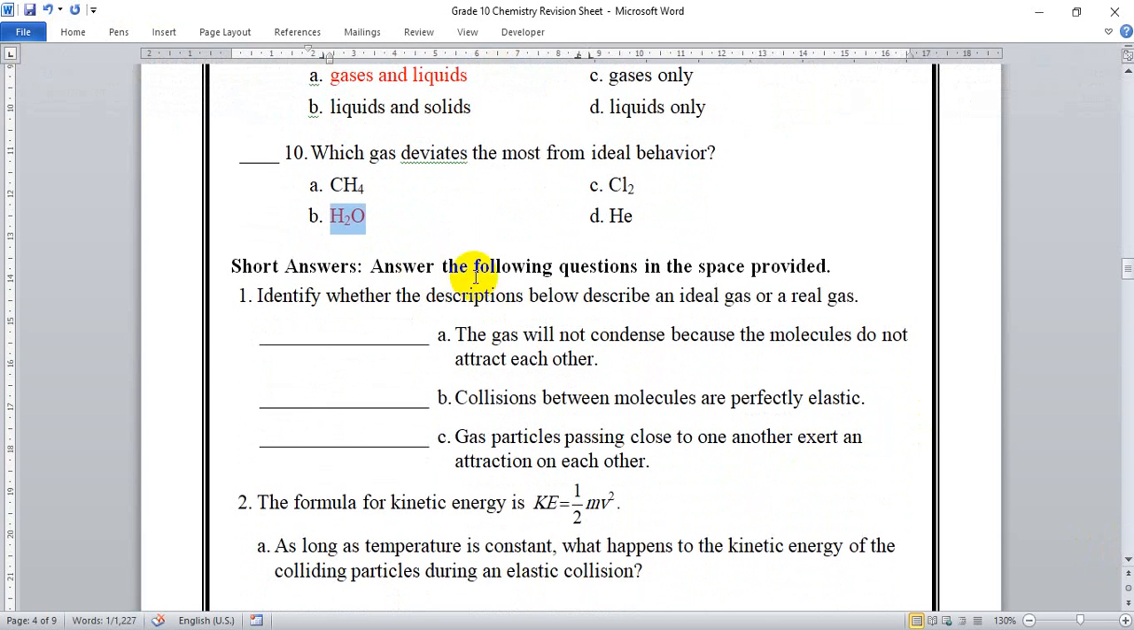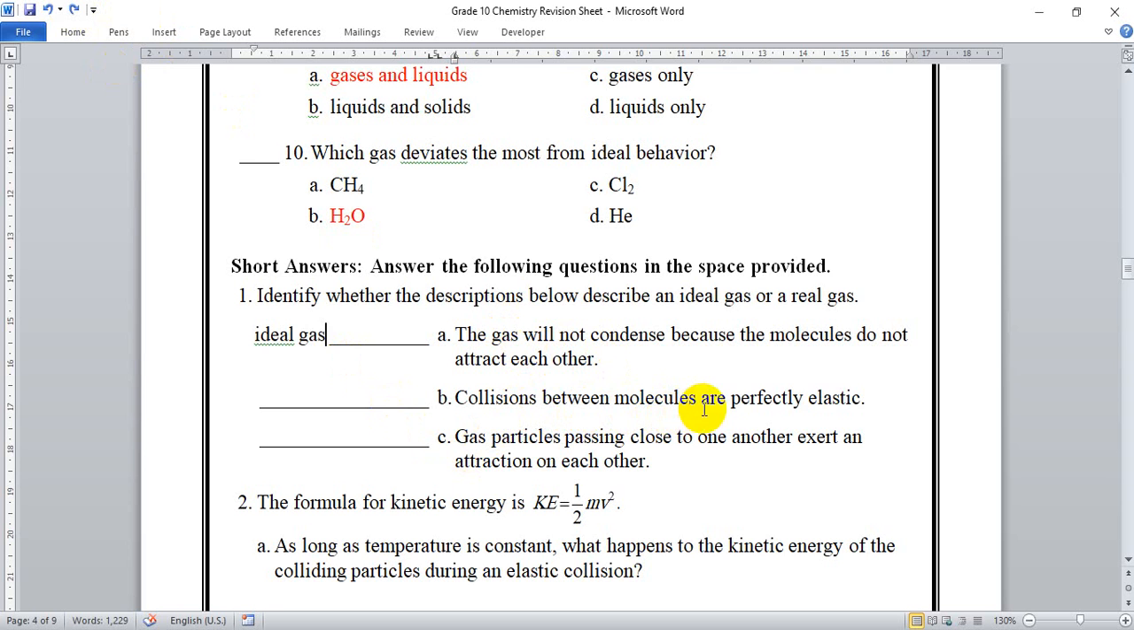Short answer. Answer the following questions in the space provided. 1. Identify whether the descriptions below describe an ideal gas or a real gas. The gas will not condense because the molecules do not attract each other. This is an ideal gas.